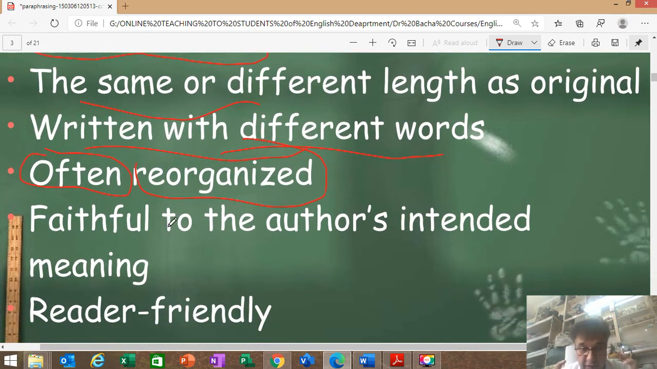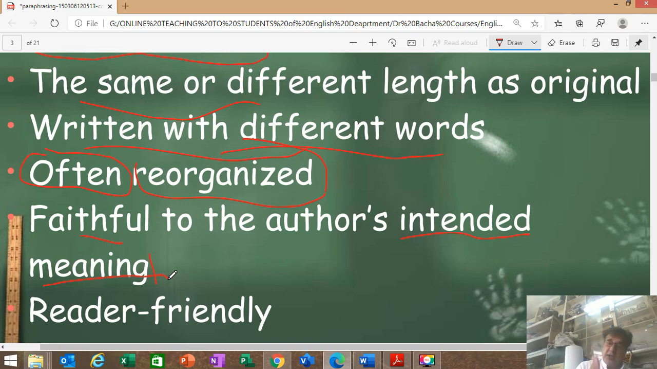Remember, there are certain points which are to be remembered. The first point is that it is faithful to the author's intended meaning. For example, if something is said originally in an article or an essay, you should not leave out what is said in that. You should not say or add anything from your own side, but remain faithful to the author's intended meaning, what the author really means. So you should not go beyond the thoughts of the writer and say your own thoughts. No, that would be completely wrong.